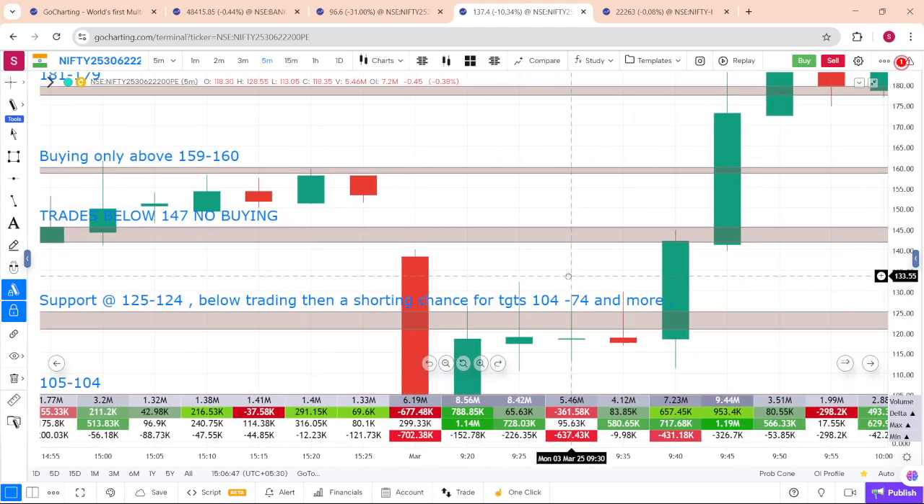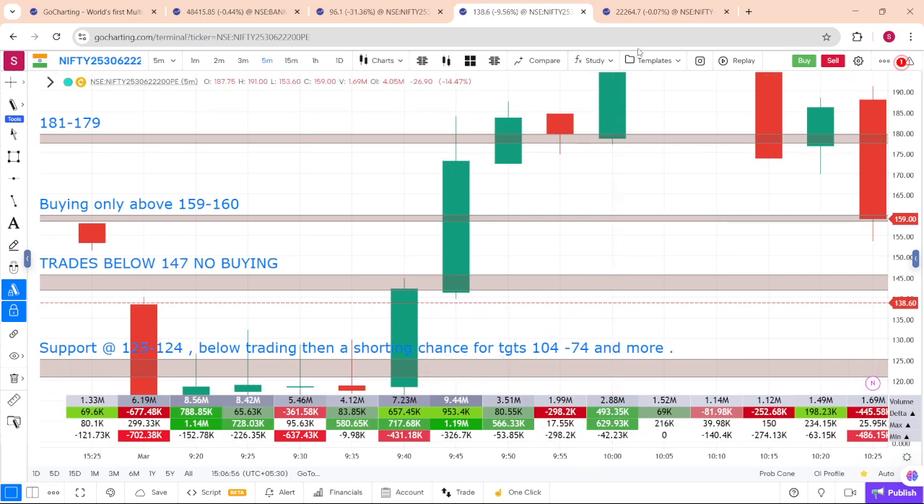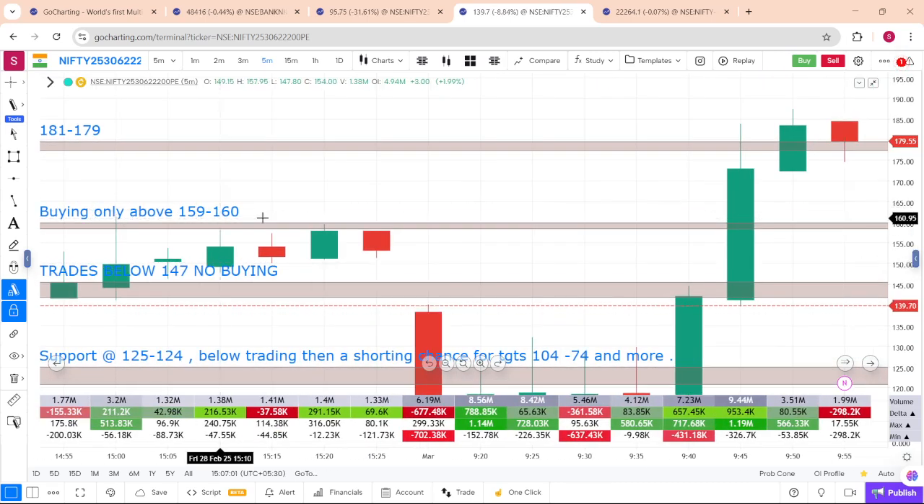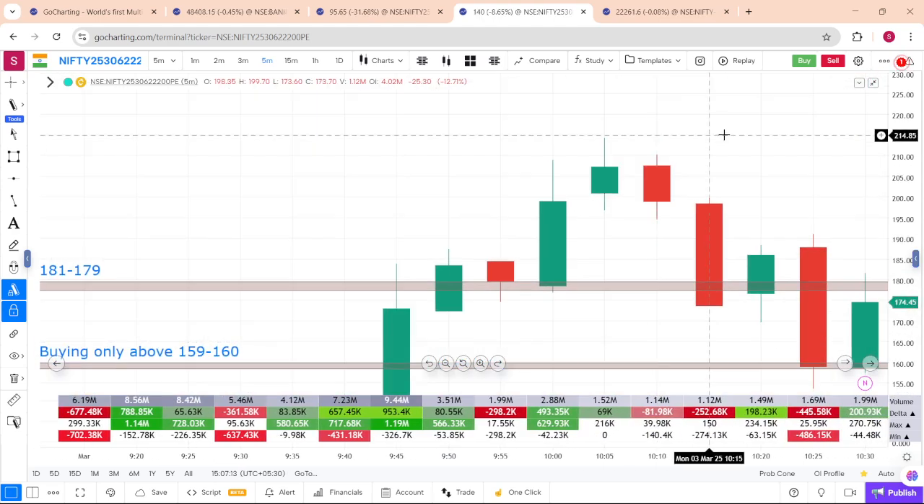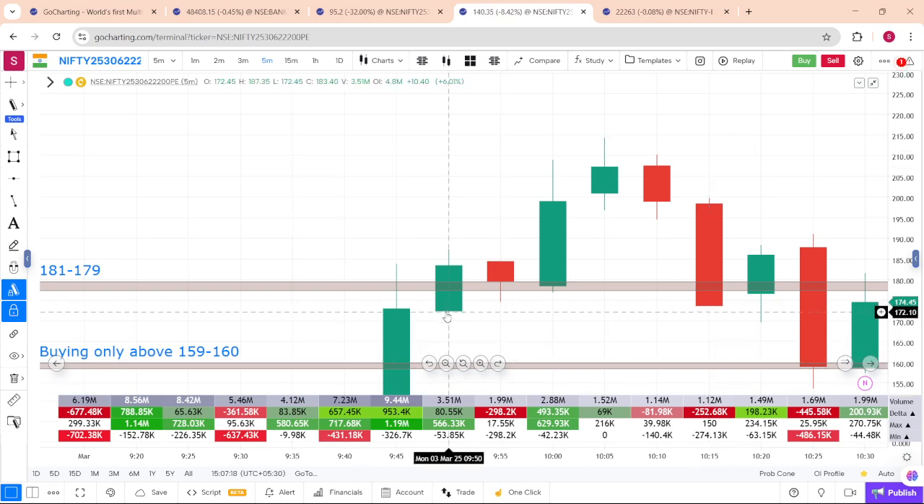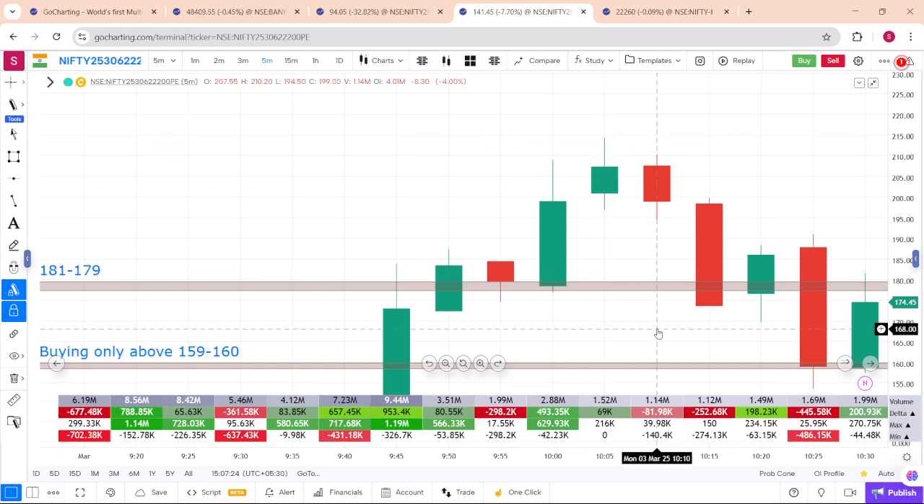All these candles have satisfied our conditions up to here. And this candle also satisfied our condition, and again it has gone up. And I said buying only above 159, 160, for targets 181, 179 level. And that level has also broken. See, after that, it has gone up to 214. If you buy above 160, or here at 172, you will get some quick 50, 60 points.